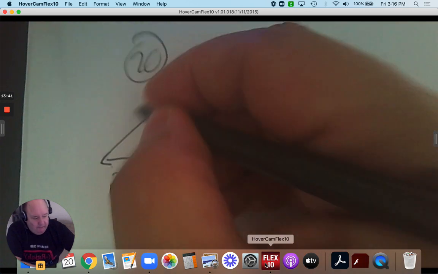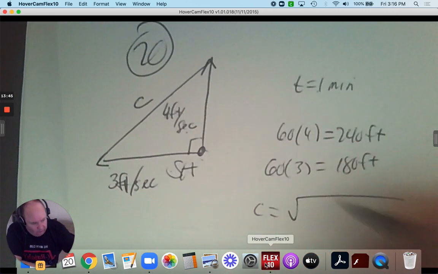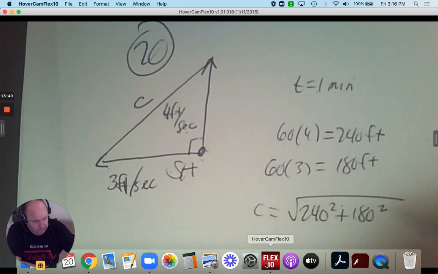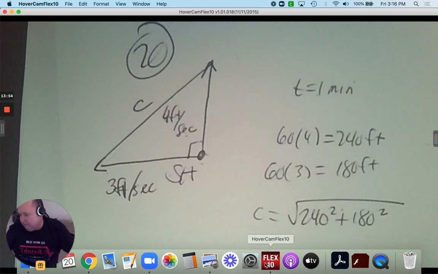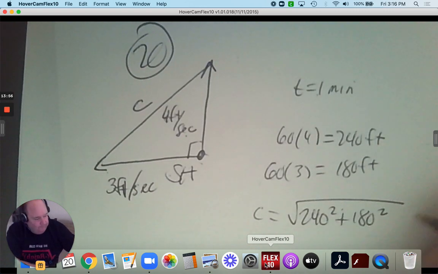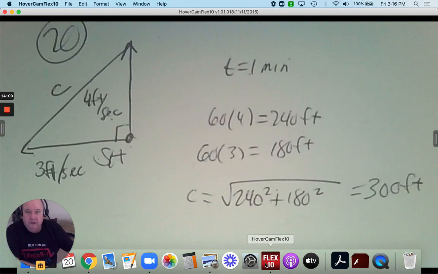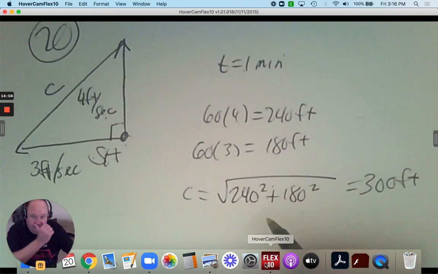And then I want to find this distance right here. I'll call it c. So to find c, it's the square root of 240 squared plus 180 squared. Is that a nice, easy answer? I'll just give it to you if it is. Yep, it's 300. So that's one question. How far are they apart? This is just the Pythagorean theorem, and you just square root it to get c by itself.